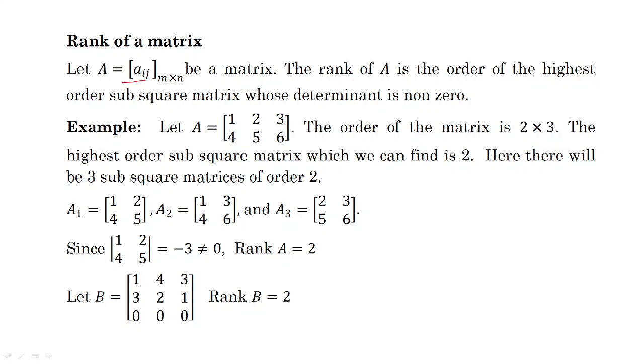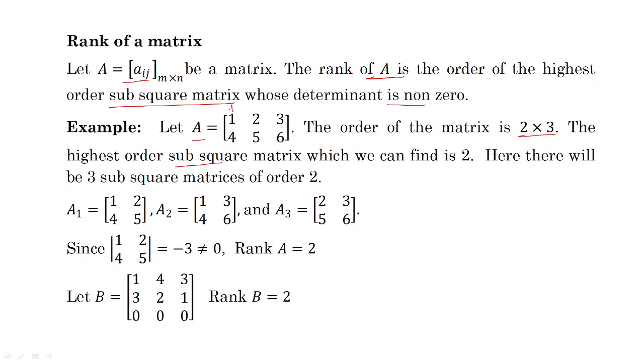Suppose A is a matrix and m by n is the order of this matrix. The rank of A is the order of the highest order sub-square matrix whose determinant is non-zero. To understand this sentence, let us take an example of A. The order of this matrix is 2 by 3. Now, the highest order sub-square matrices which we can find are of order 2. How can we find these matrices?